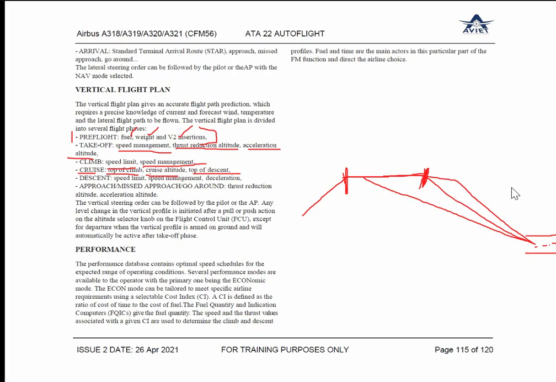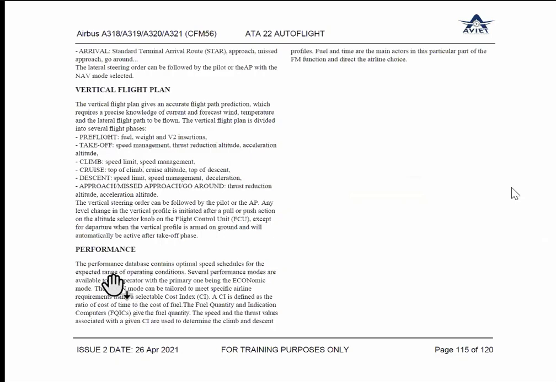This is what your performance page is also there. Sorry, I missed it. Performance page. The performance database contains optimal speed schedule for the expected range of operating conditions. Several performance modes are available to operate, with primary one being economy mode.